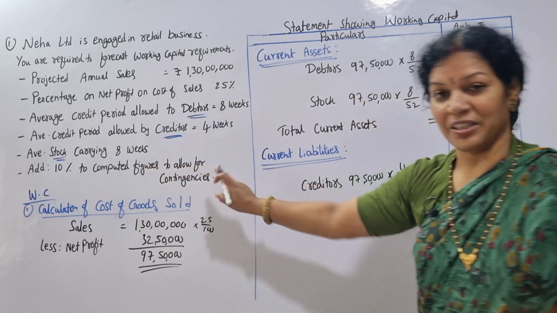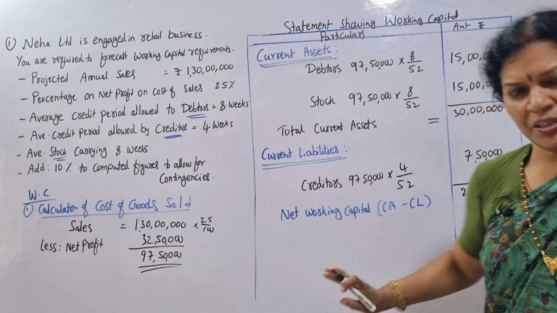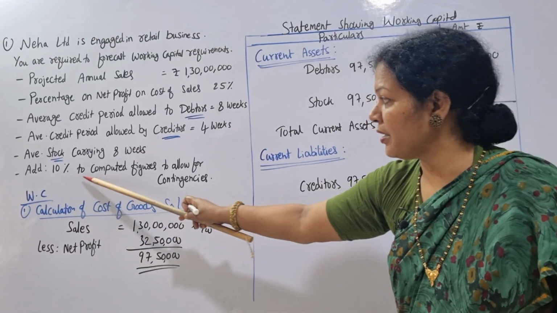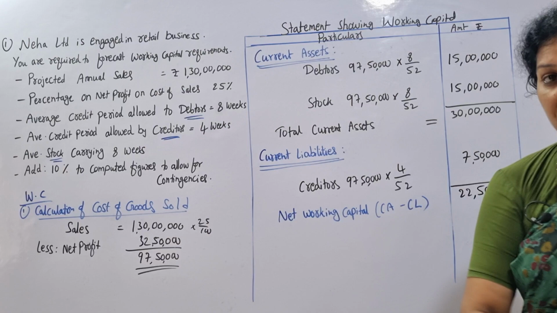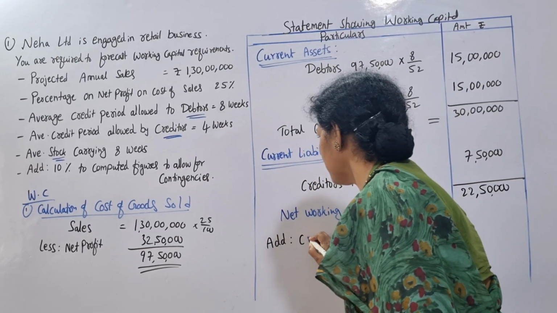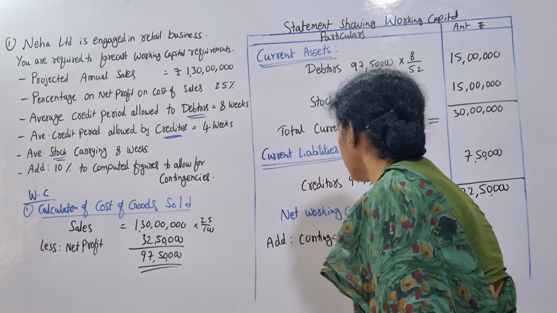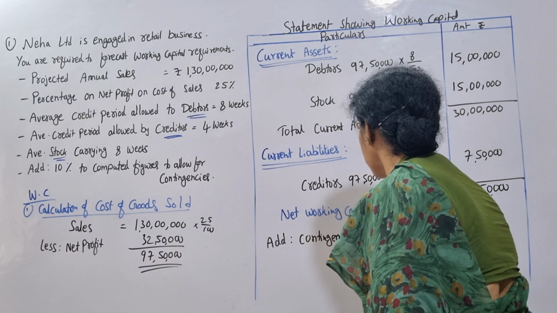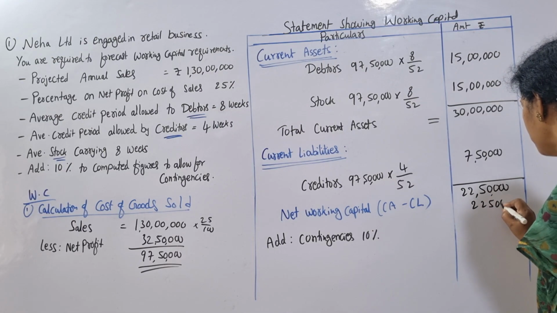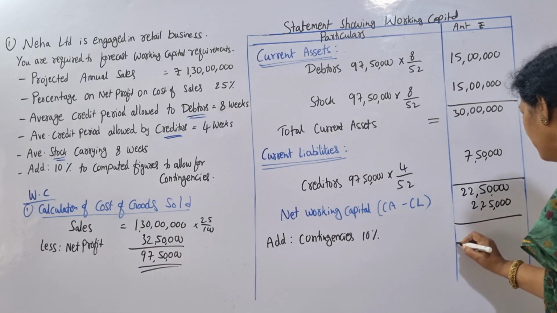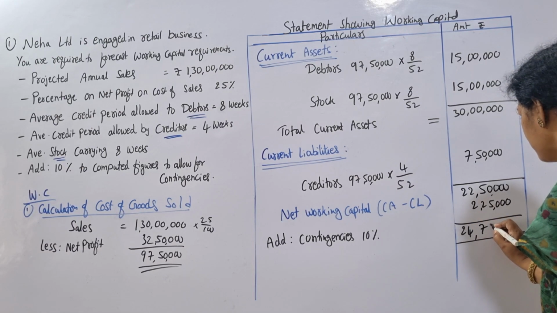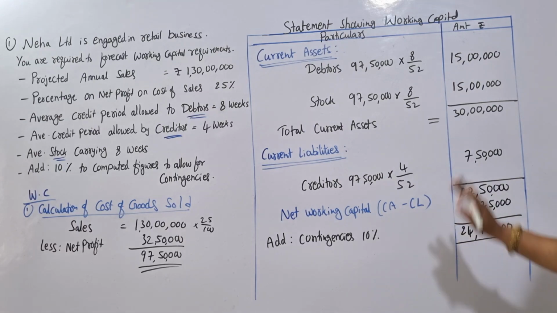There is 10% contingencies they're asking us to add. If not, then this would be the final amount. Now we need to add as per this: add 10% to computed figures to allow for contingencies. 10% on this only. So this comes to 2,25,000. We are supposed to add. If we add, you will be getting 24,75,000. So this is working capital.